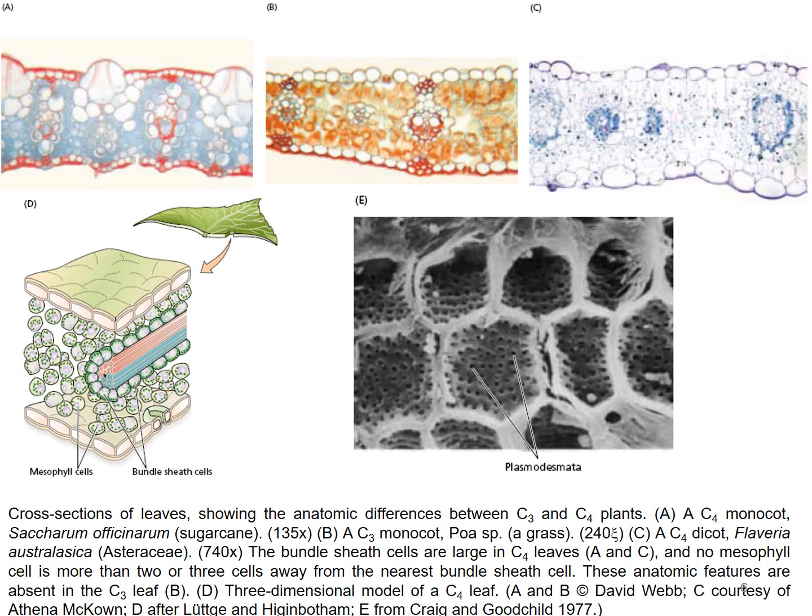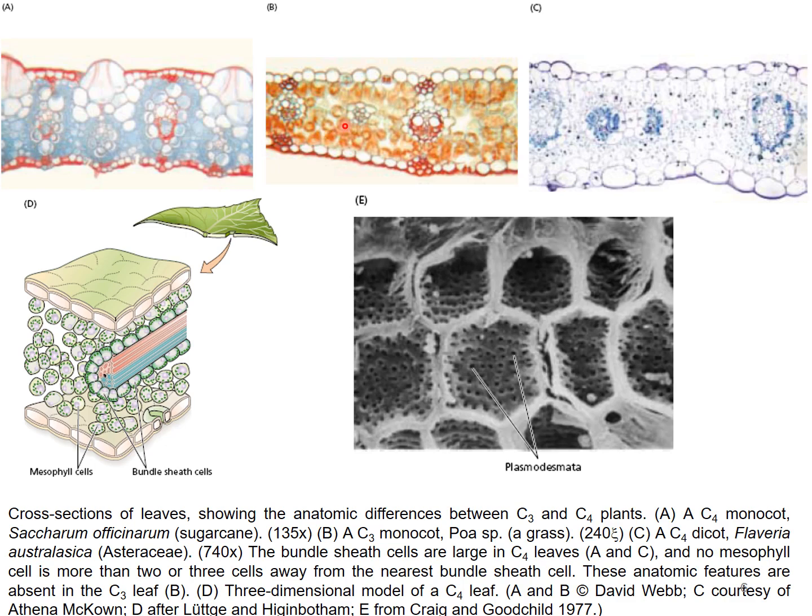Here are cross sections of leaves showing the anatomic differences between C3 and C4 plants. Diagram A represents a C4 monocot, Saccharum officinarum, sugarcane, in which you can see there is no differentiation of the mesophyll tissue into palisade layer and spongy parenchyma. And also notice the large size bundle sheath cells around the vascular bundles.